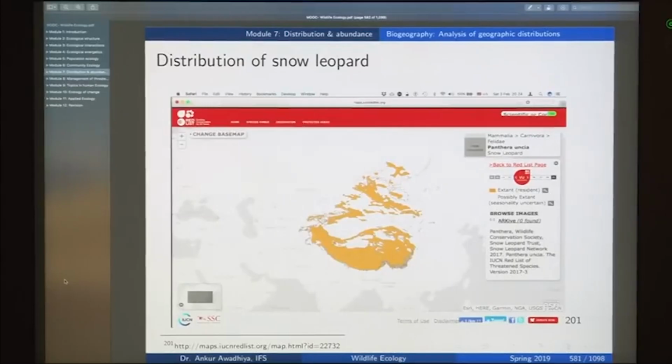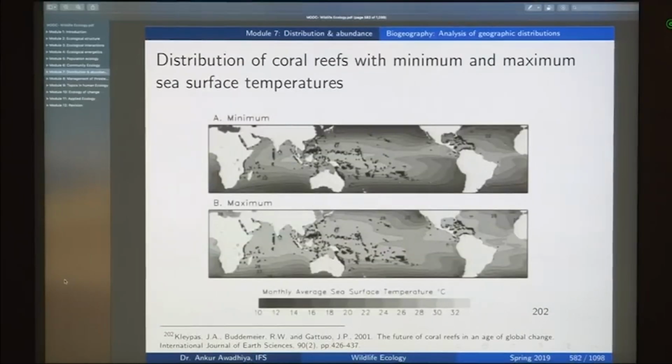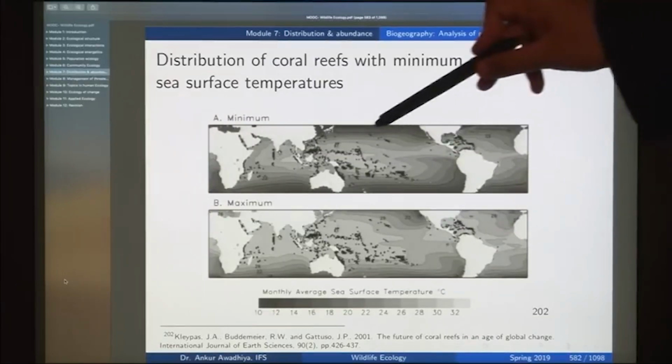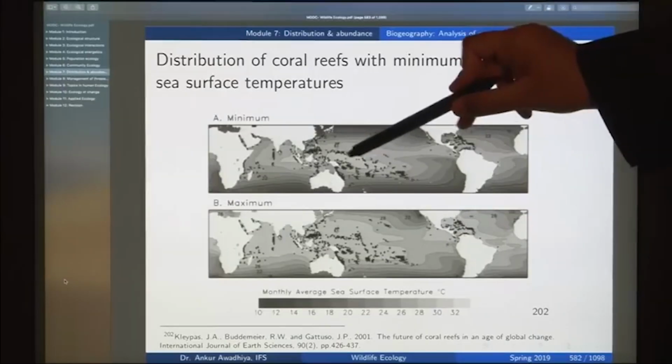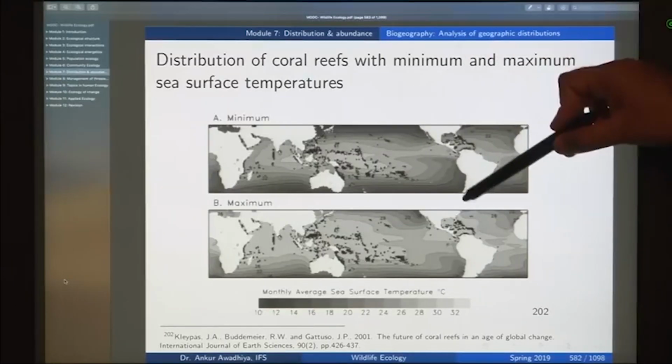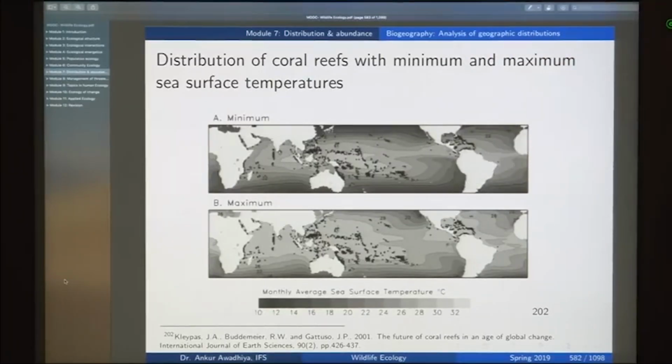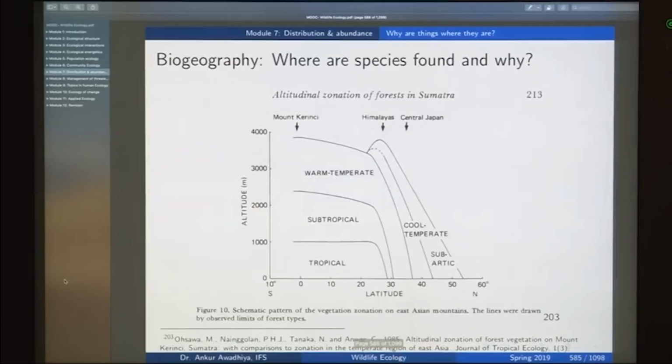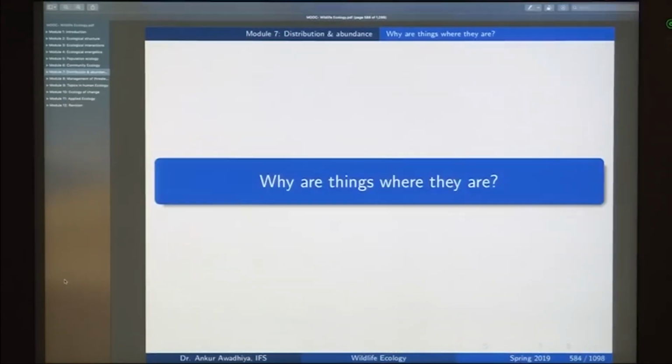Then if we look at the distribution of any organism such as snow leopard or the coral reefs, in the case of biogeography, we are first noting down where these organisms are found. Then we ask the question, what is there in this location that is making this organism come to this location or thrive at this location, and what is there that is not present at the other location where this organism is not found, because of which this organism is not found in that particular area. So, which brings us to the question of why things are where they are.